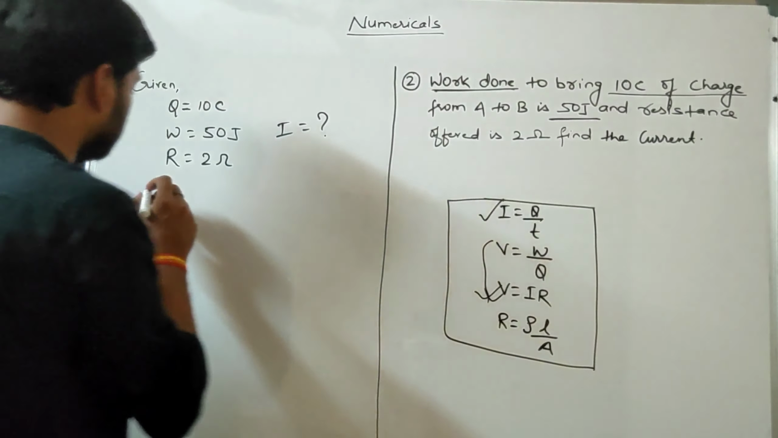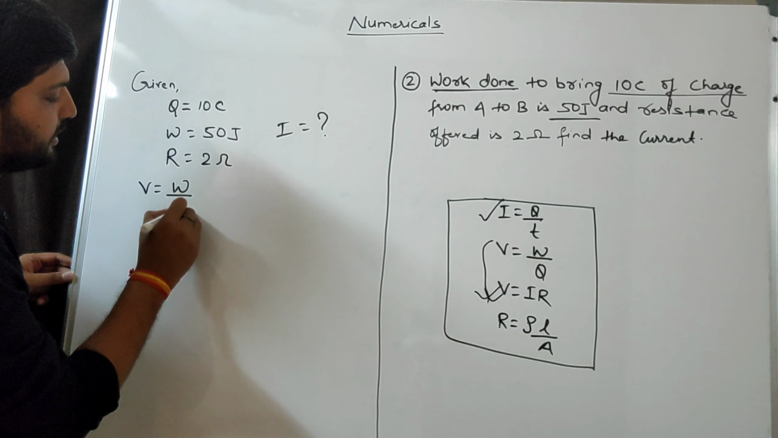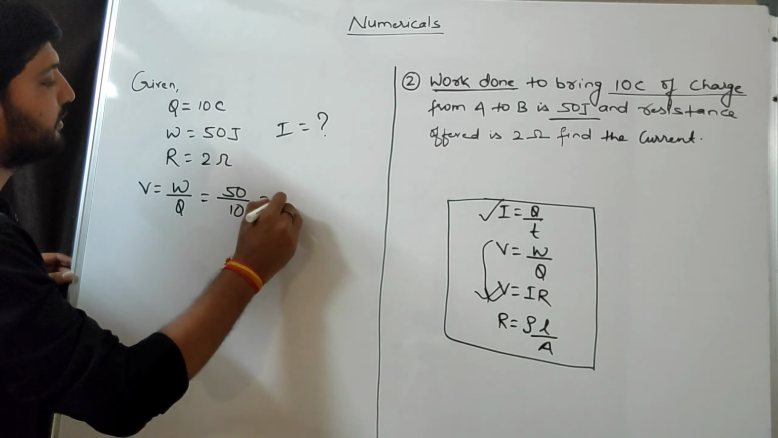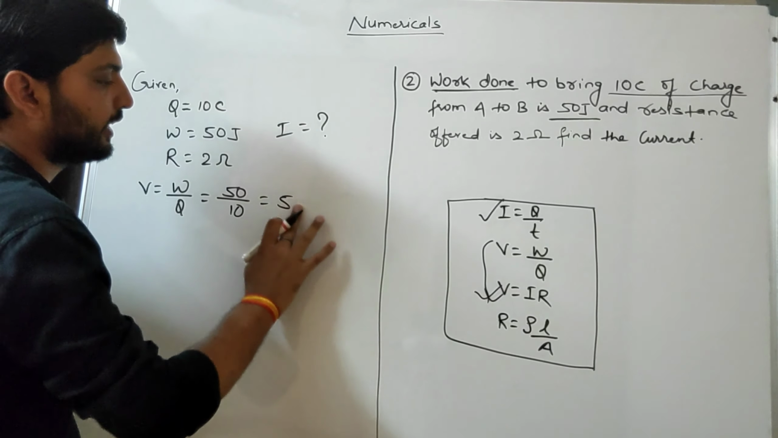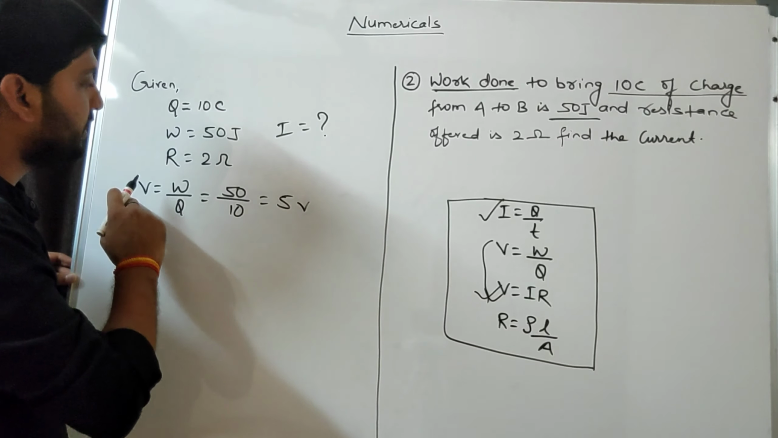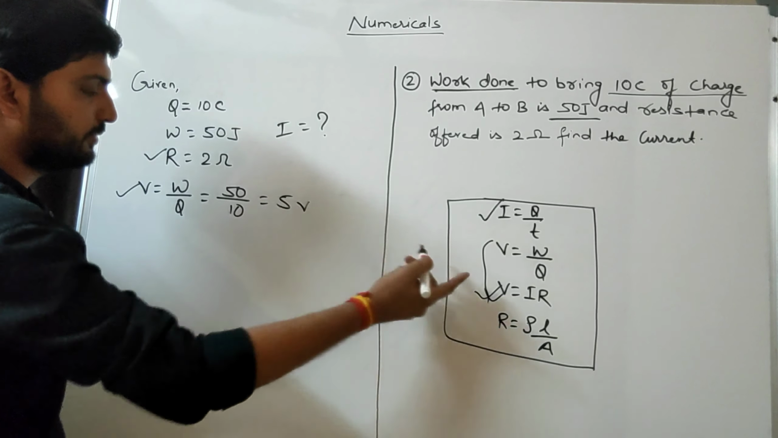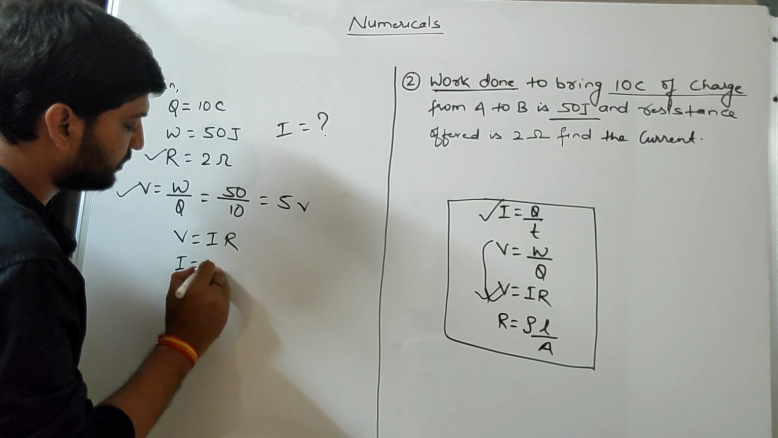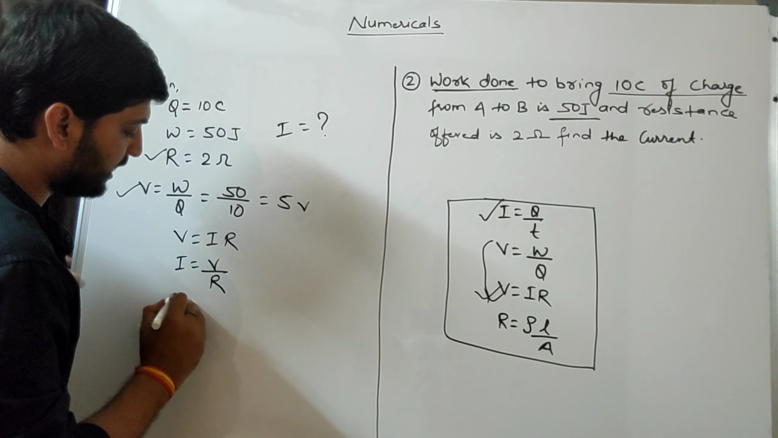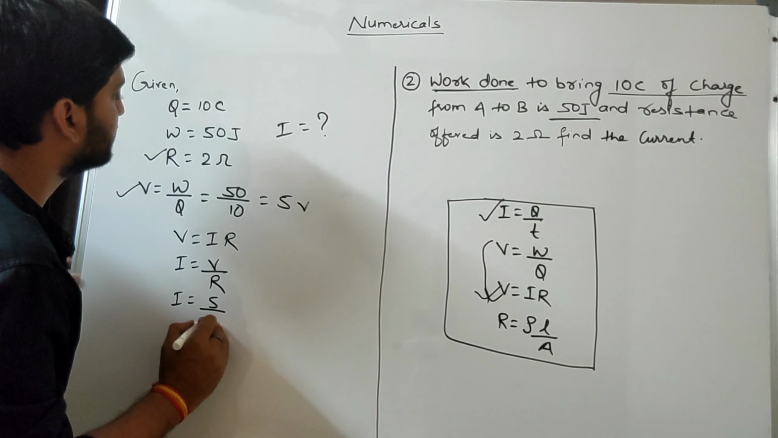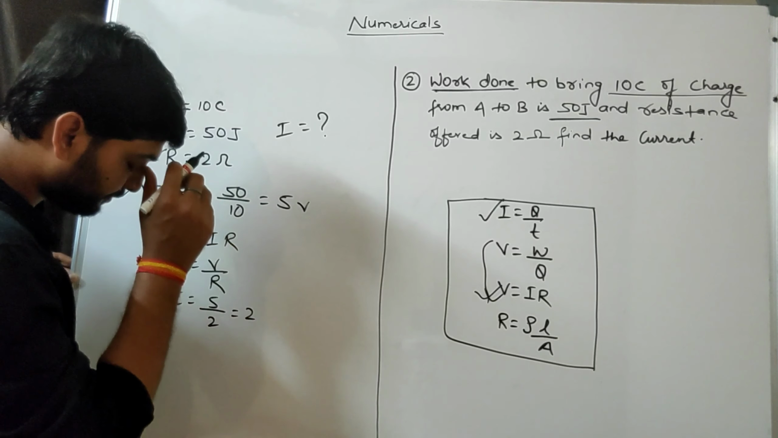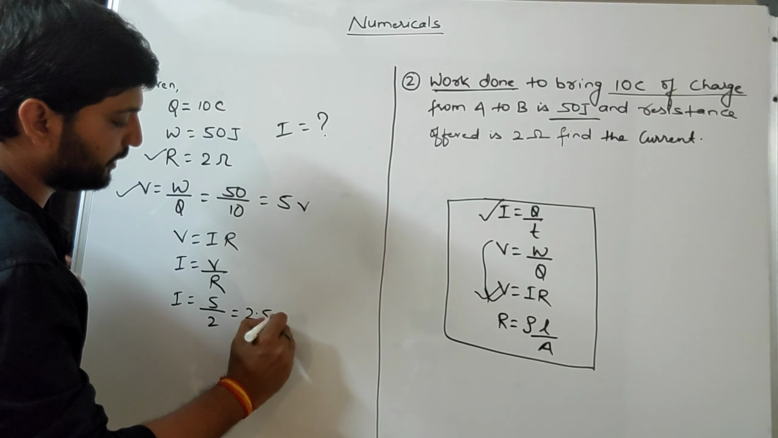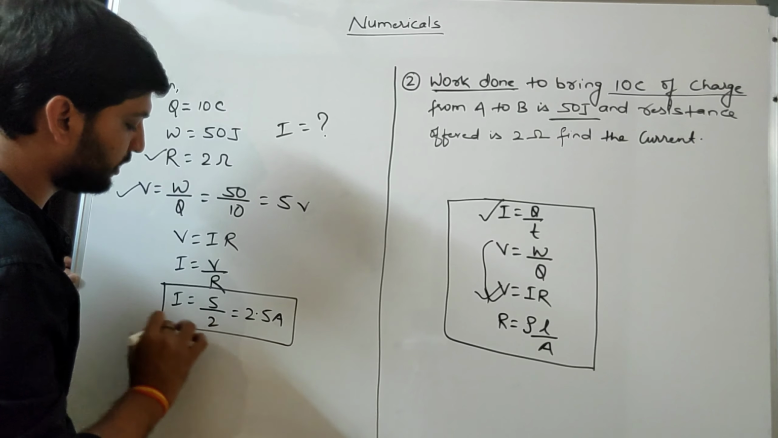So let's see. V is equal to W by Q. W is 50 upon Q is 10. It means 5 volt. Now V is known, R is known. We will use V is equal to IR. From here, I is equal to V upon R. So I is equal to V is 5 upon resistance is 2, so it will be 2.5 ampere. So current will be 2.5 ampere.